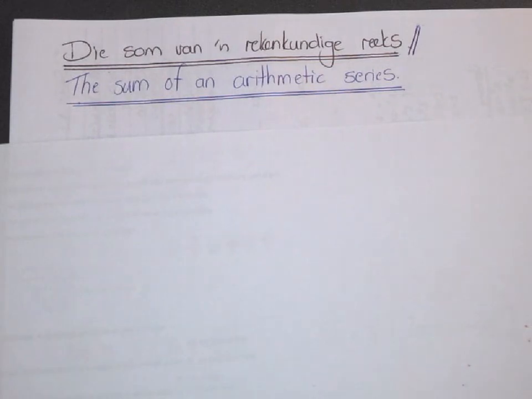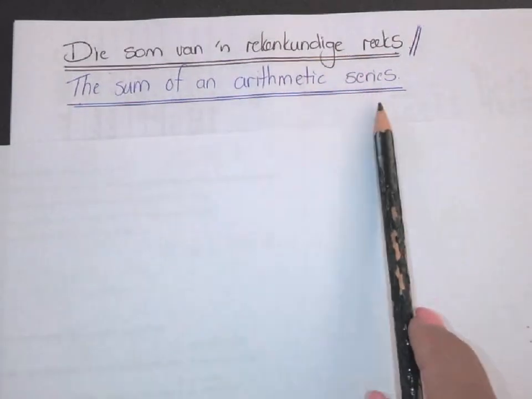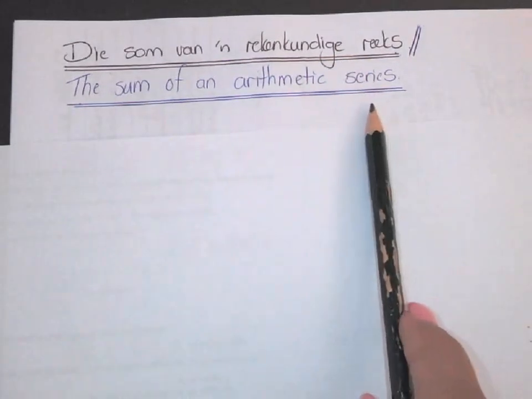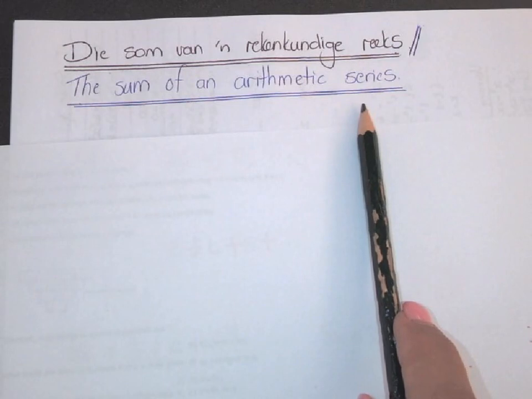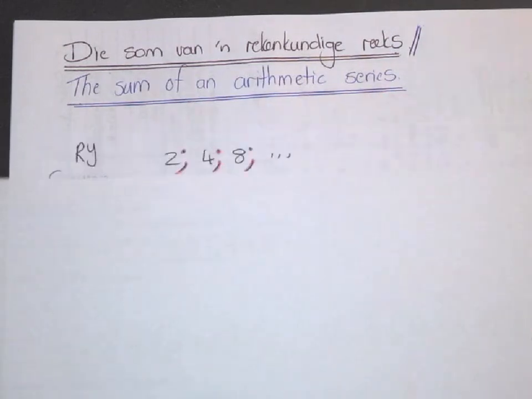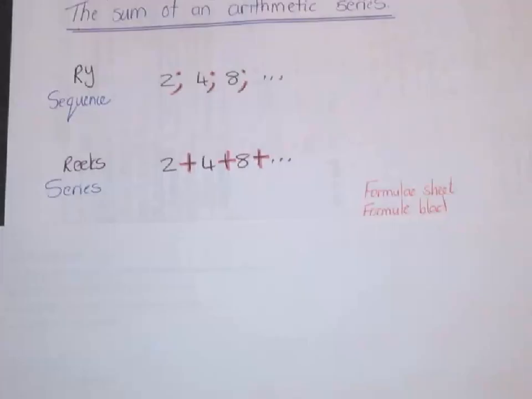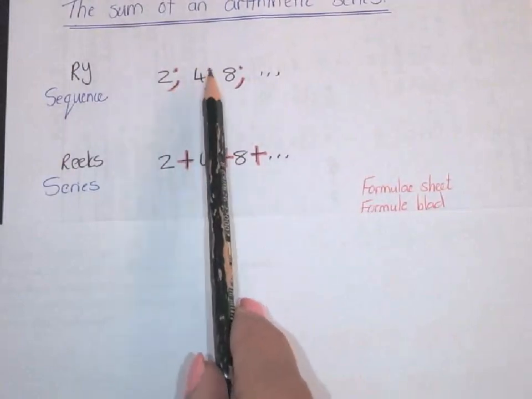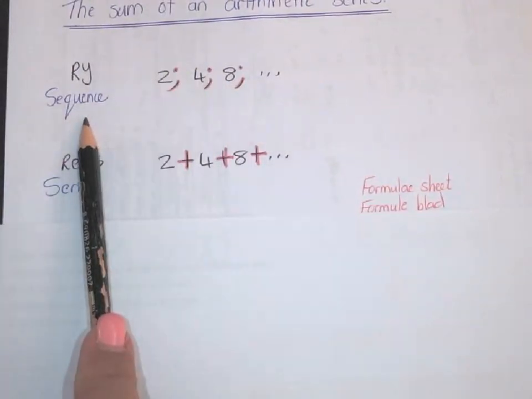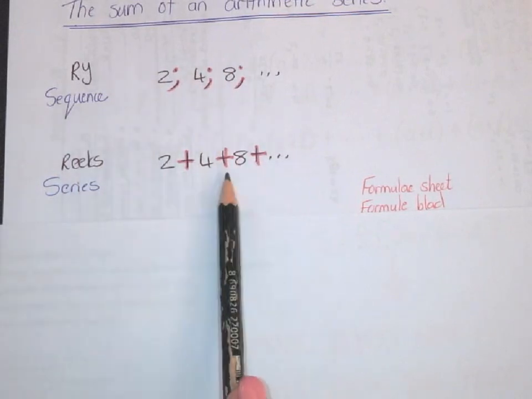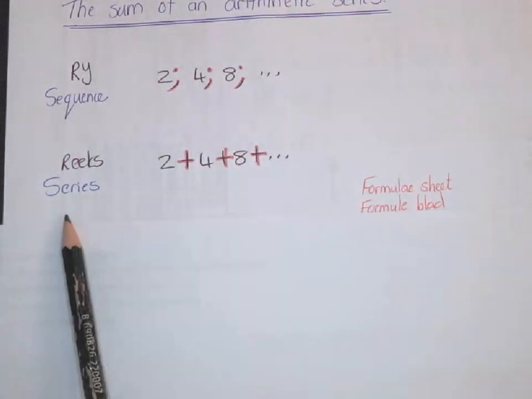Today's lesson is all about the sum of an arithmetic series. Do you notice the change of the word? It's not a sequence anymore, it's now a series. Now what's the difference? If you have semicolons between your terms, you call it a sequence. If you have pluses between your terms, you call it a series.